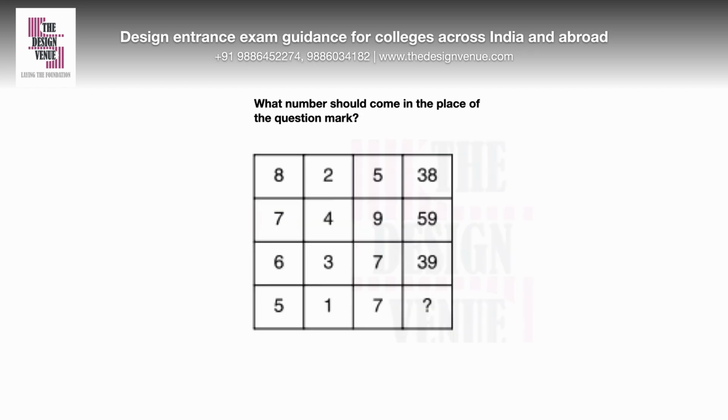You can use a similar method even for this question. Only difference is that you have to consider the whole row or column. You can try mathematical operations among multiple rows or columns. Example, in the first row, you can try something like 8 into 2 plus 5. Pause the video and try to find out the answer yourself.